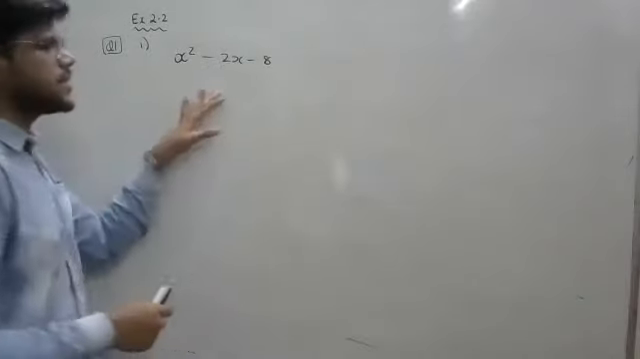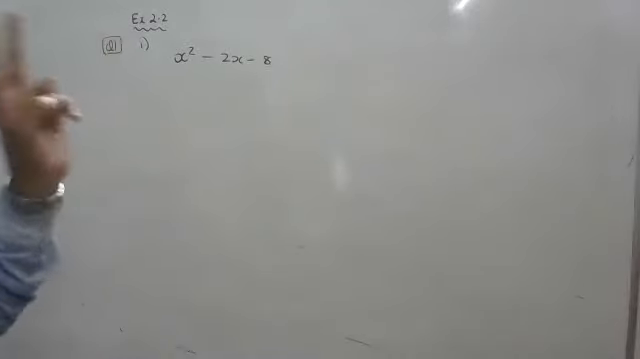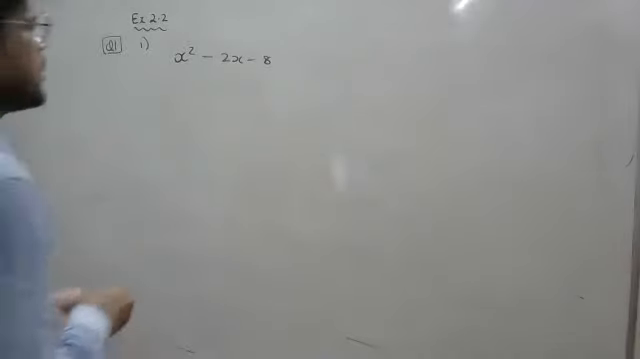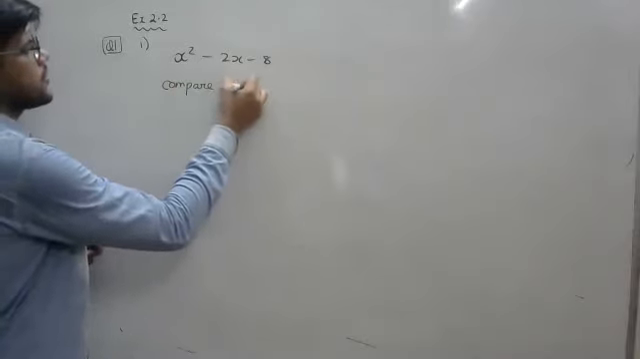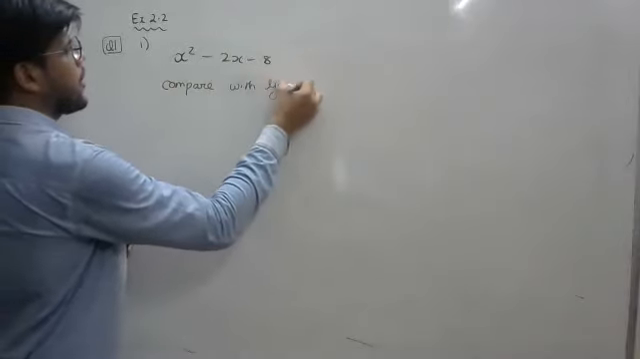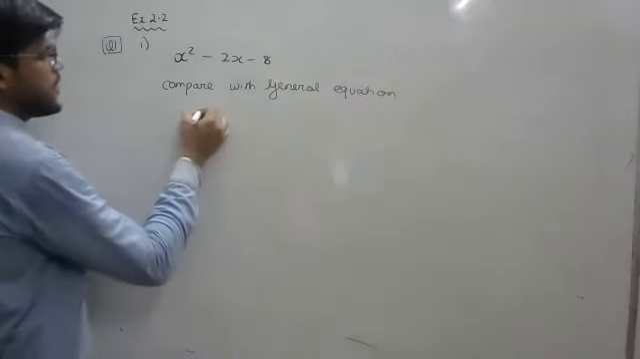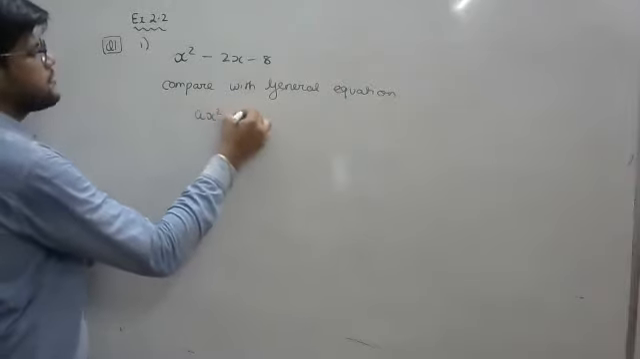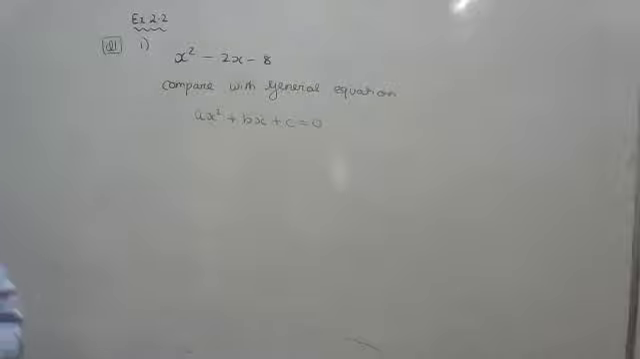Right now we can use middle term splitting, which you have already discussed in your lower grades. We have to do three things here. First, compare with the standard equation, the general equation. Your general equation is ax square plus bx plus c. A general equation of power 2, or a general quadratic equation, is of this form, ax square plus bx plus c.